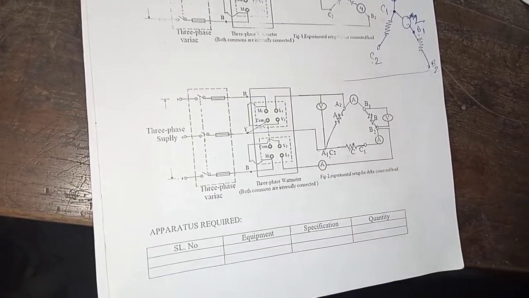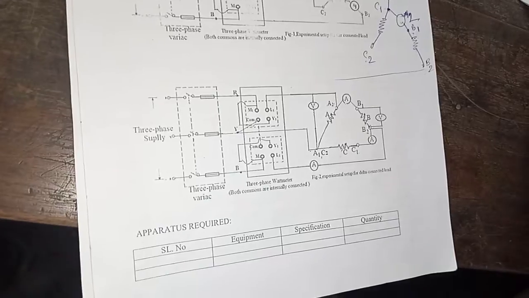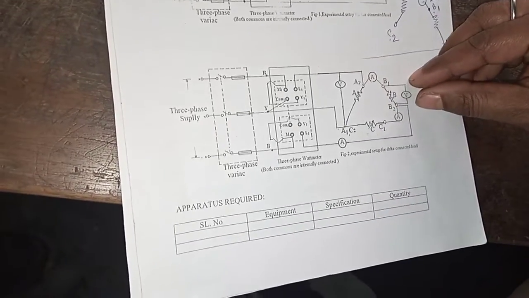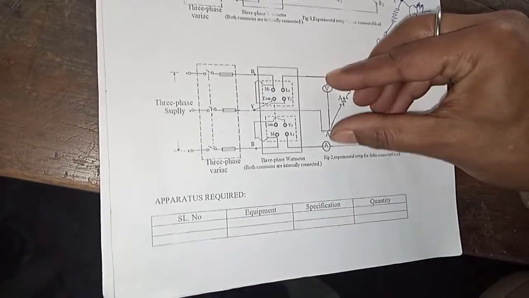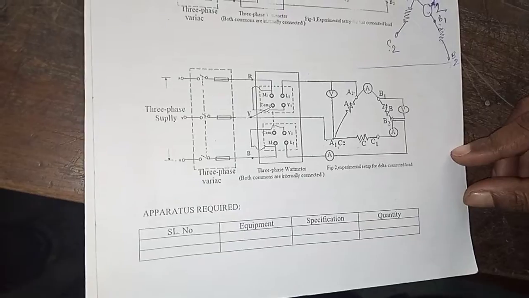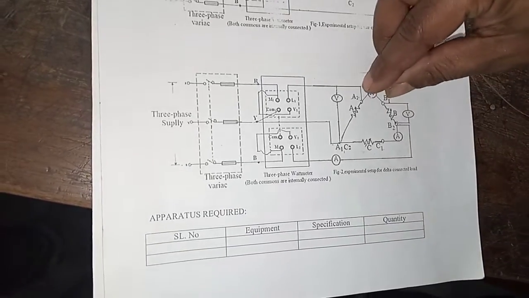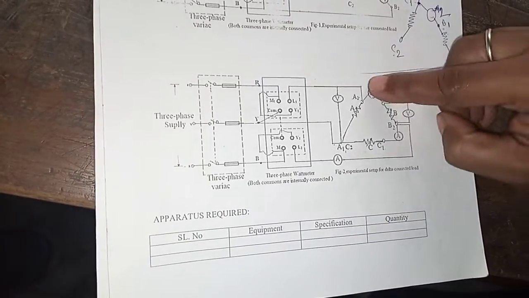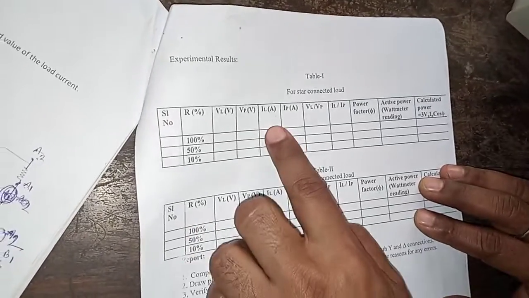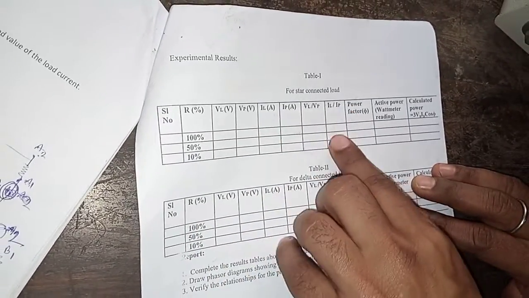So if we want to find out the relationship between phase voltage and line voltage, we will have to take a ratio of the reading of this voltmeter and this voltmeter. If we want to find out the relationship between the phase current and line current, we will have to find out the ratio of the reading of this ammeter or this ammeter with this ammeter. What are the readings we will take? We will measure the line voltage, phase voltage, line current, phase current. Then we will find out this ratio.